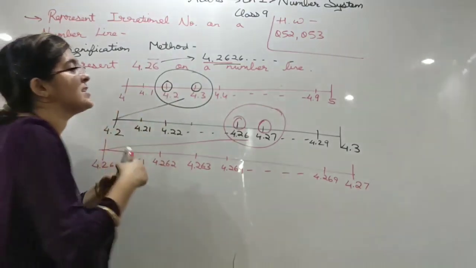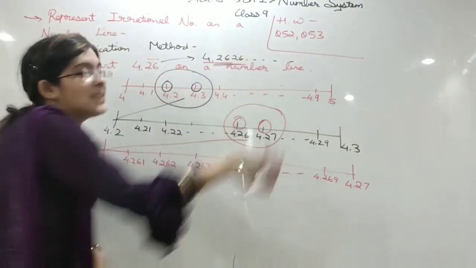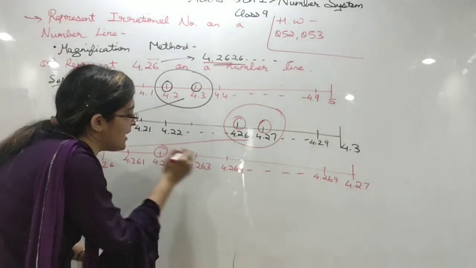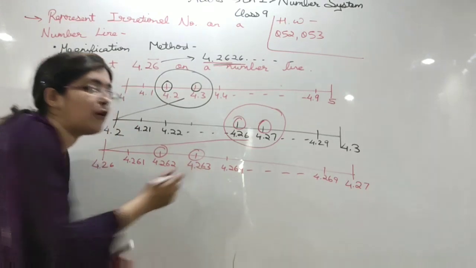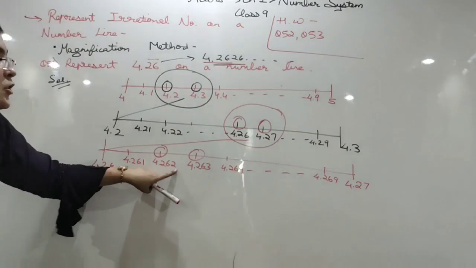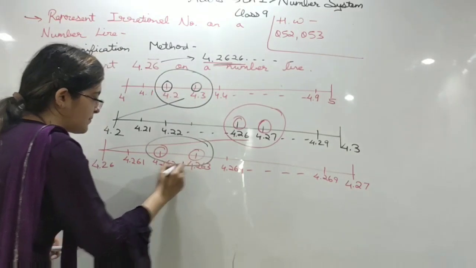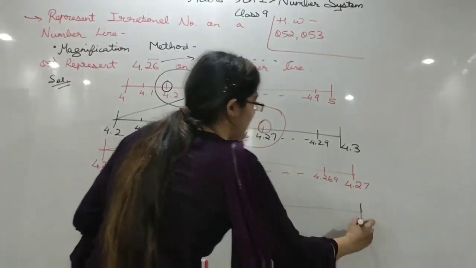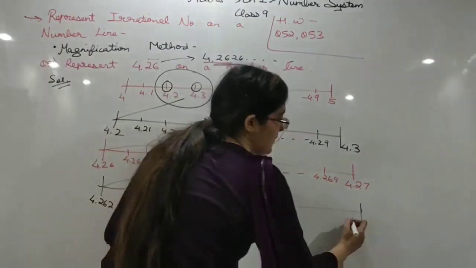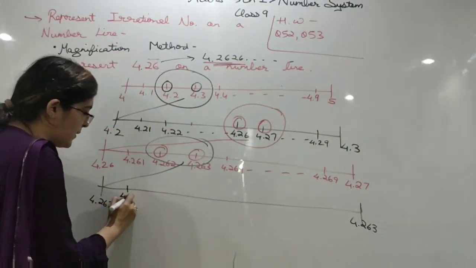Now let's see one more digit. Here there are 4 digits after decimal: 4.2626. That means it will lie between 4.262 and 4.263. Is it clear, students? So we will magnify this. What will be our lower limit? Our lower limit will be 4.262 and our upper limit will be 4.263. Write the numbers in between them.